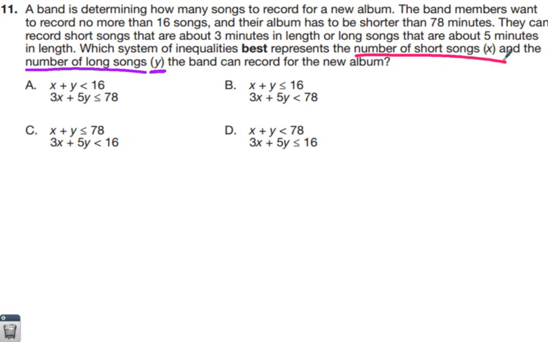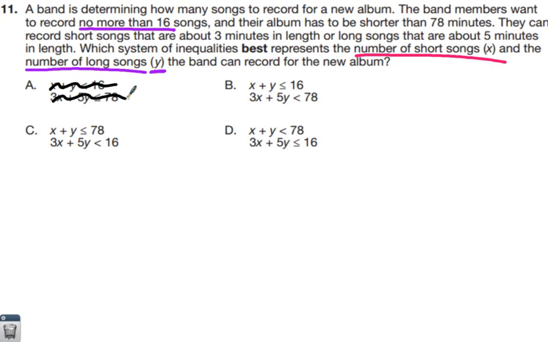So, considering and remembering what X and Y mean, and after doing all of the reading, for example, the band members want to record no more than 16 total songs. So think about it. If we want no more than 16 songs, could it equal 16? No more than 16 means 16 or less. So I'm going to say it can't be just less than 16. No, it's not going to be this one.